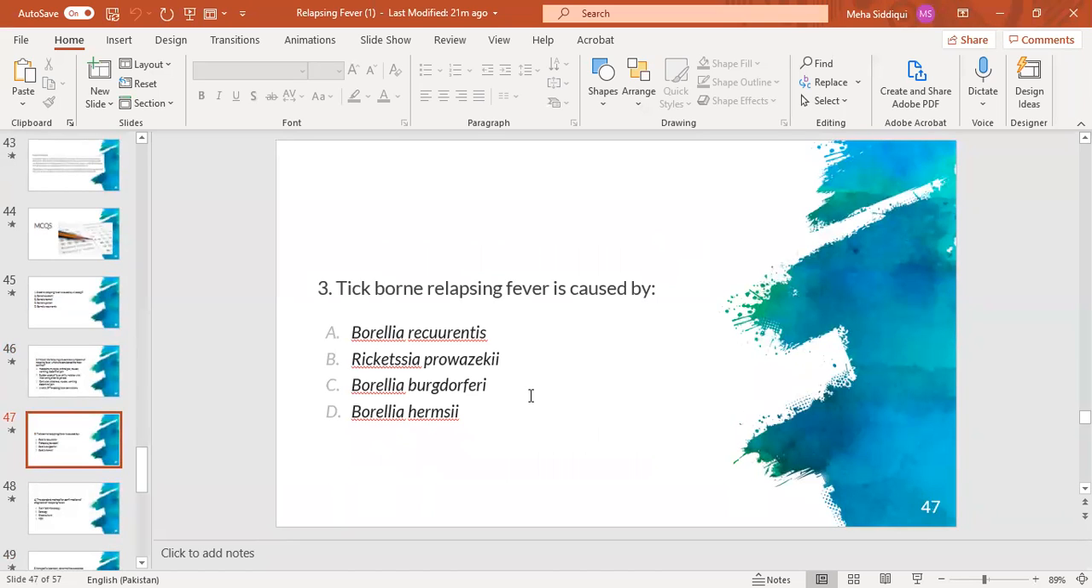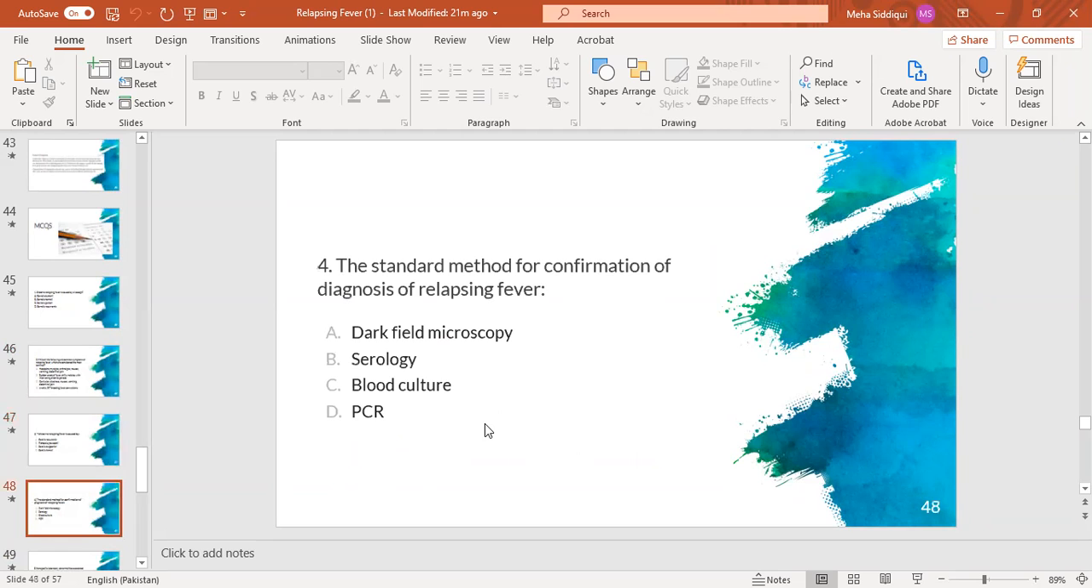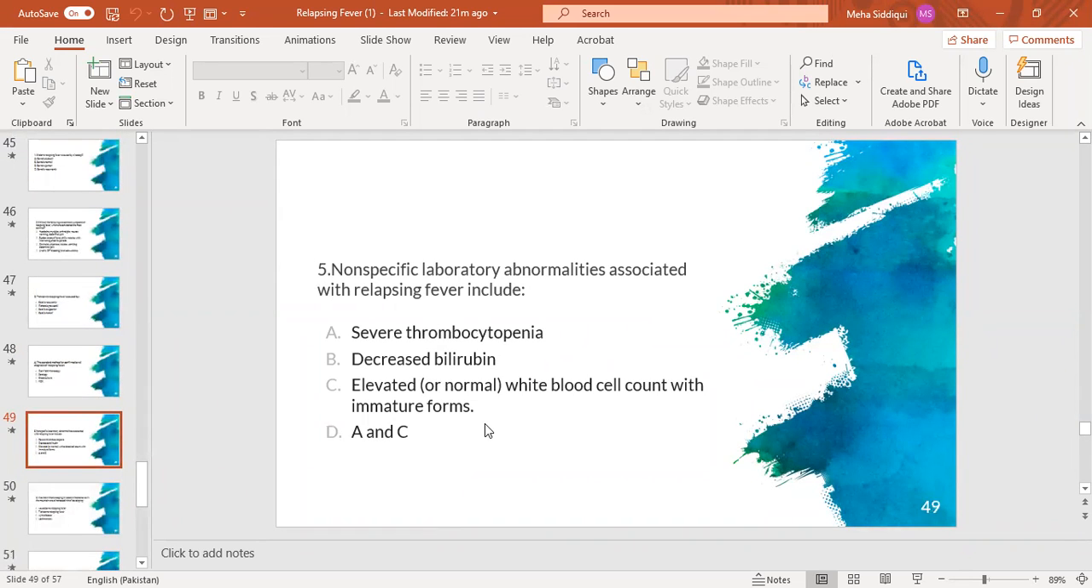Okay, tick-borne relapsing fever is caused by... Yes, right answer. The standard method for confirmation of diagnosis of relapsing fever is dark field microscopy, serology. The correct answer is A. Non-specific laboratory abnormalities associated with relapsing fever include severe thrombocytopenia, decreased bilirubin, elevated WBCs with immature forms. The correct answer is A, because in relapsing fever there is mild to moderate thrombocytopenia and increased bilirubin.